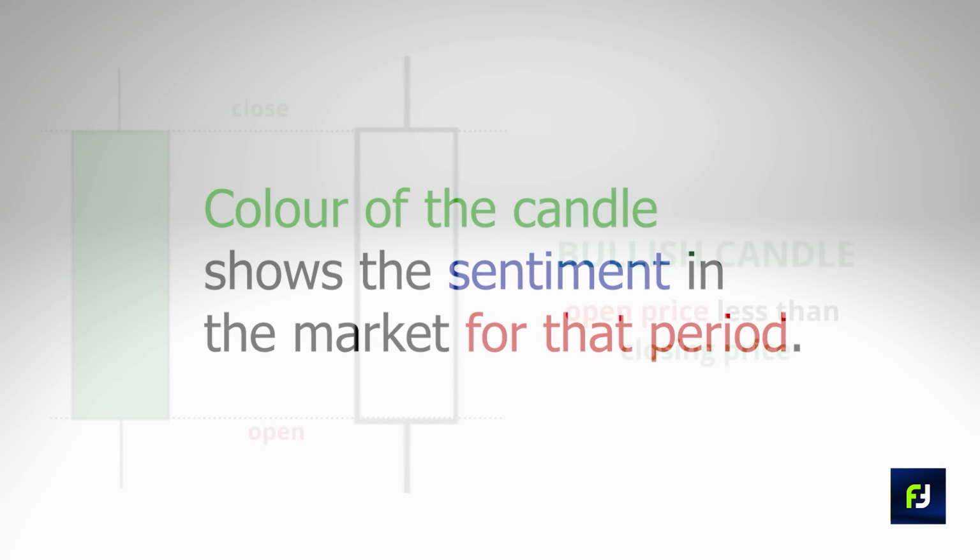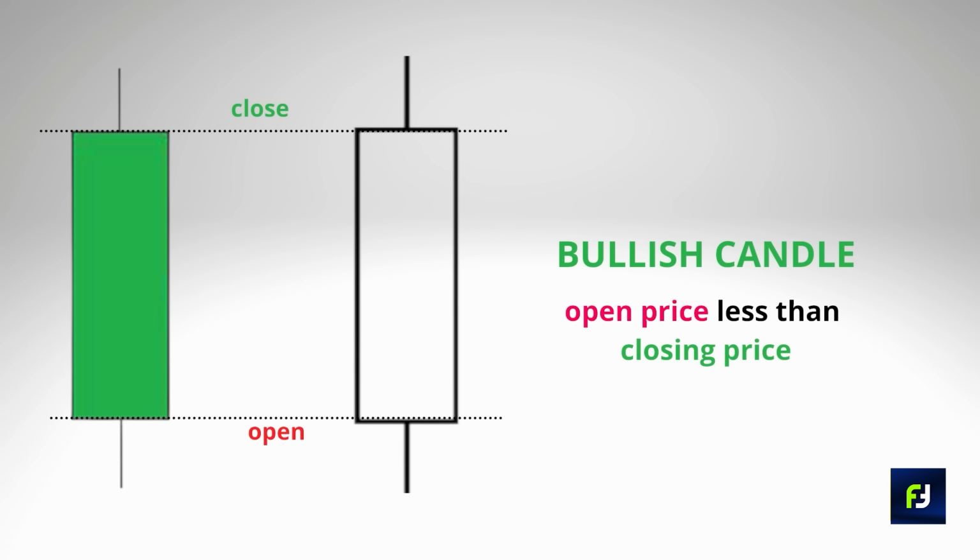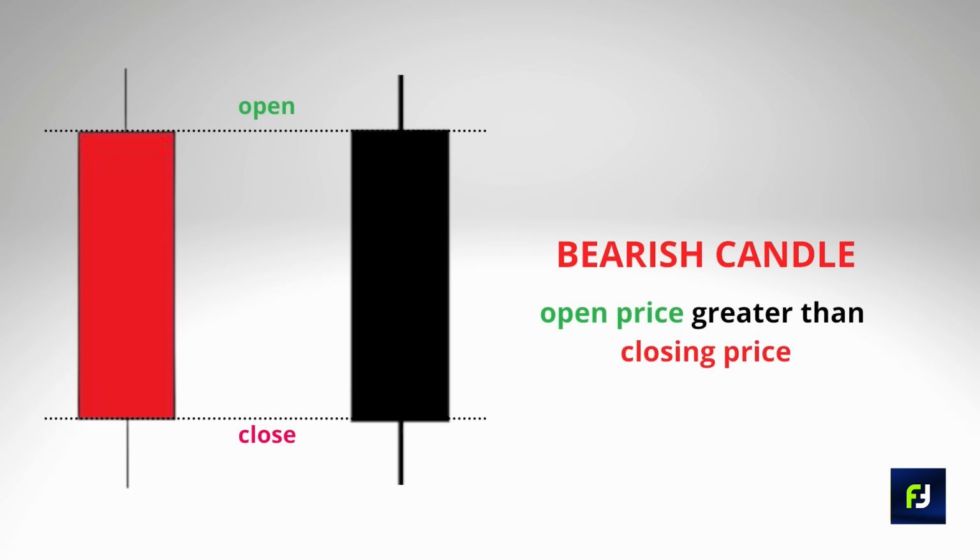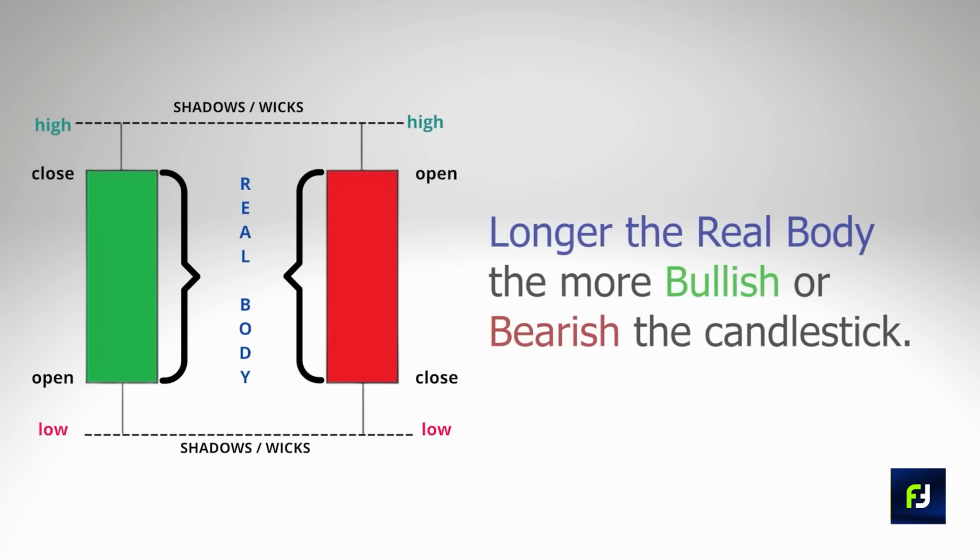The color of the body of the candlestick determines if the candlestick is showing a bullish or bearish price movement. That is, if the opening price is less than the closing price, then the body of the candlestick is green or white. Similarly, if the opening price is more than the closing price, then the body is red or black. The longer the real body, the more bullish or bearish the candle is.